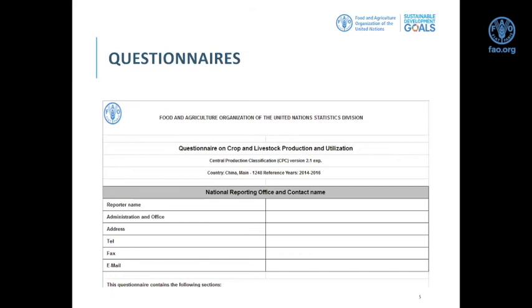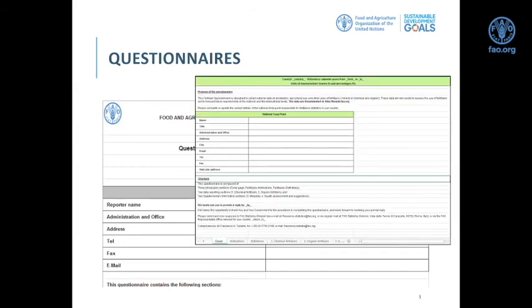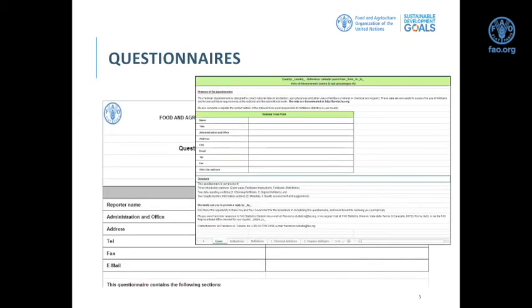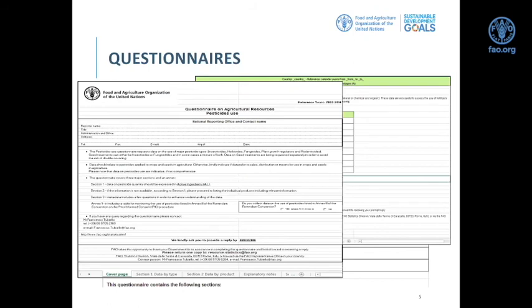So now I'd like to focus on the actual reporting for the different questionnaires. As mentioned, the questionnaire is dispatched to focal points within the country, and we have reporting rates for the different questionnaires. Here's part of, for example, the questionnaire for pesticides use and how it is structured and the way that it is filled in.